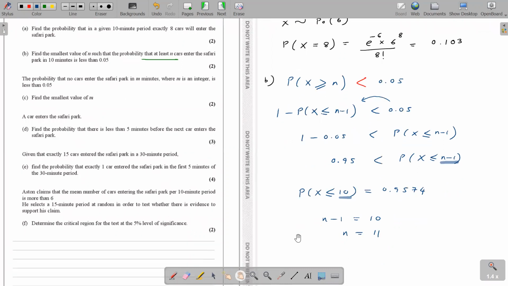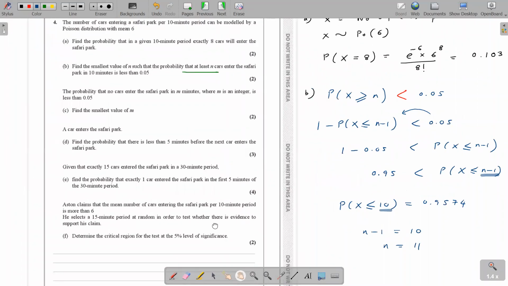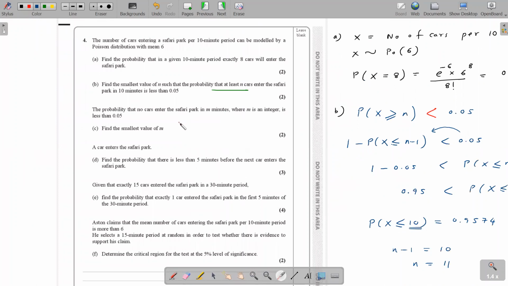And the next one, part C. They say the probability that no cars enter the safari park in m minutes, where m is an integer, is less than 0.05. Find the smallest value of m. Now in here, is your variable the same or is it changing? The variable is changing. Why? Earlier we defined the x variable for a 10-minute period.